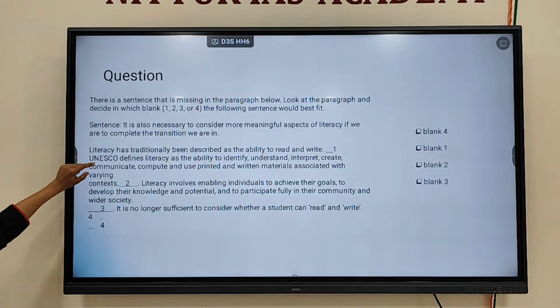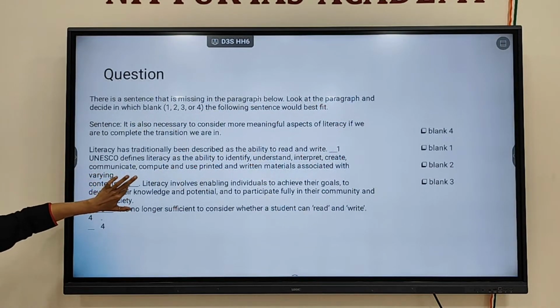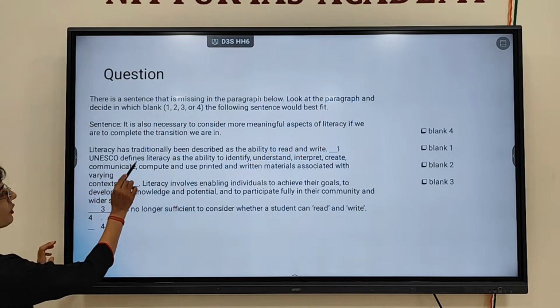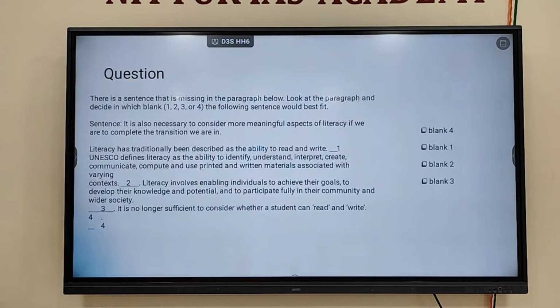This blank, the UNESCO defines. This one. No, the answer is the UNESCO defines. Now everything seems to be correct. Yes. Is there any parameter that we check?